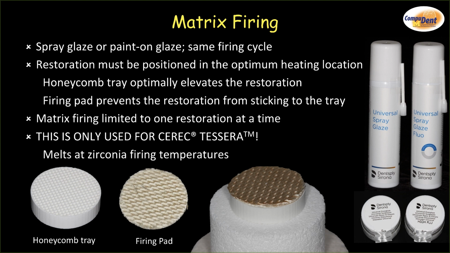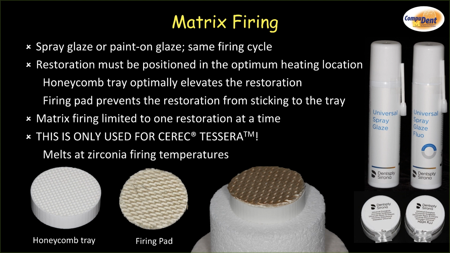And that's what that honeycomb tray and the firing pad is all about. The honeycomb tray elevates the crown right into the sweet spot in the oven. The firing pad is put on top of it so that the glaze on the crown doesn't stick to anything. The other thing is, because heating of this is so important, you're limited to one restoration per sequence. But since it only takes 4.5 to 5 minutes, it's not that big of a deal.